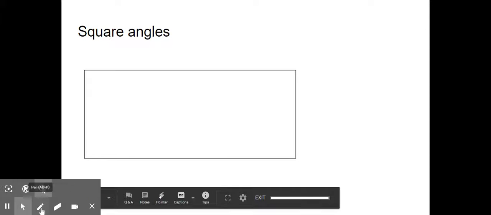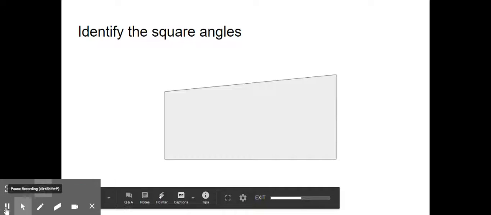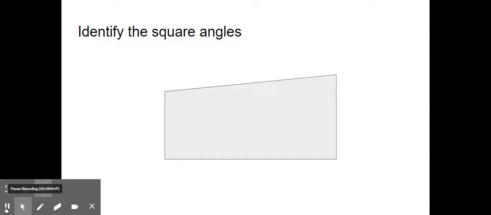Now we call these angles square angles. The reason we call them square angles is because you can make an L with these angles. So these are called square angles. This shape looks a little bit different from the last one. Look at this shape. Not all of the angles in this shape are square angles. Which angles do you think are square angles, and which angles do you think are not square angles?